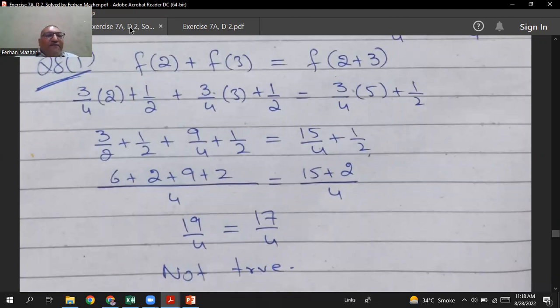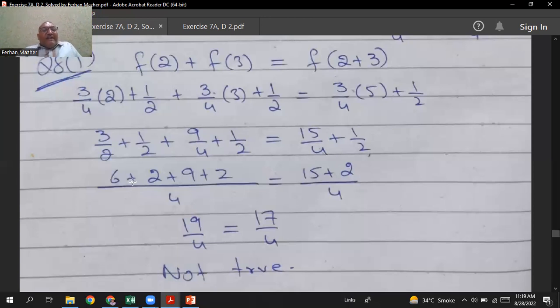So f of 2 plus f of 3 means 3 by 4 into 2 plus 1 by 2, plus 3 by 4 into 3 plus 1 by 2. That's this side, and it equals f of 5, so 3 by 4 into 5 plus 1 by 2. So here you will have 3 by 2 plus 1 by 2 plus 9 by 4 plus 1 by 2 equals 15 by 4 plus 1 by 2.